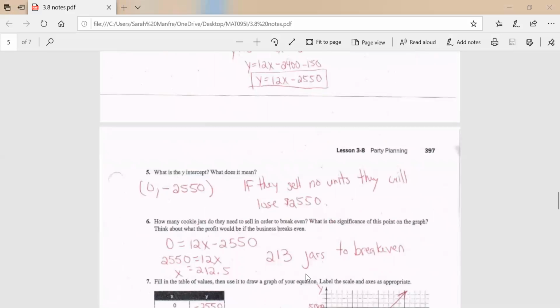Right? And what is the y-intercept? It is the point (0, negative 2,550), because remember, this is always going to be my b, which is my y-intercept, and it means if they sell no units, they're going to lose $2,550.